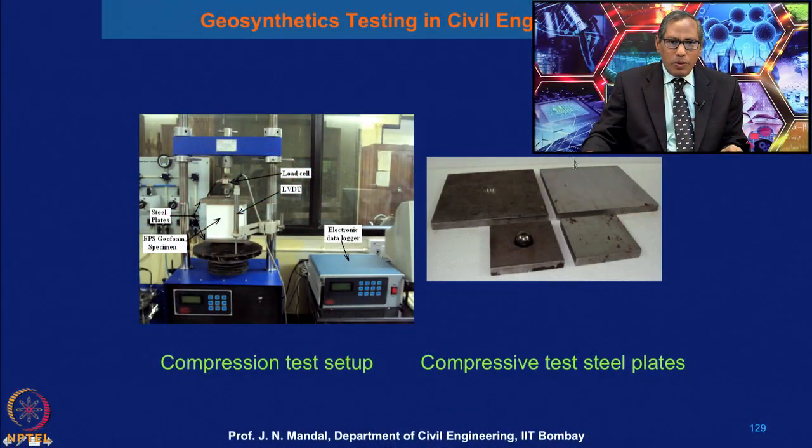So, here we are showing you the compressive test setup. These are the compressive steel plates which are placed on the top and bottom of this sample. Here it may be rectangular, cylindrical, or cubical. You place this geoform sample in the universal testing machine, and then you apply the load.